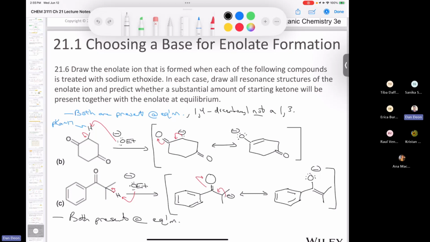And so for both of these, we can draw equilibrium arrows. I know these aren't perfect equilibrium arrows, but you get my drift. Maybe I could fix them up a little bit. There we go. So both of these are going to be at equilibrium.